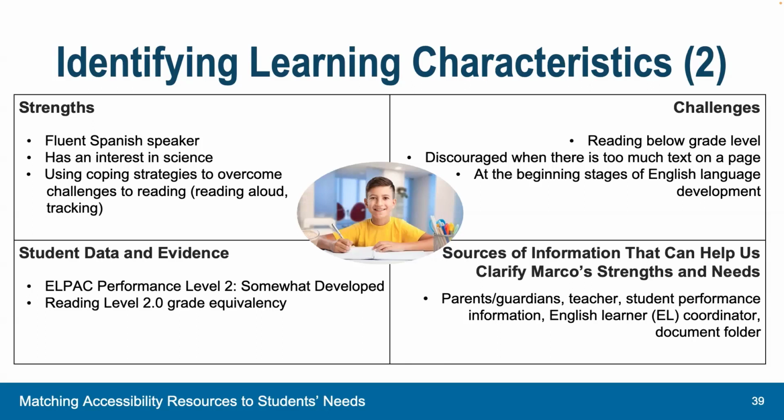Some data that can help us better understand Marco's needs are his current LPAC performance level, which is a 2, somewhat developed, and that he's currently reading at a level 2.0 grade equivalency. Some additional sources of information that can help us clarify his strengths and needs might be to discuss with his parents or guardians what has worked at home for him.